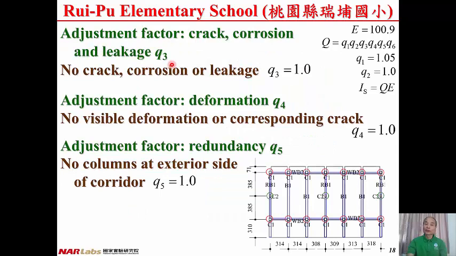Then we move to the third adjustment factor, Q3. By observing the building, there's no crack, no deformation, no corrosion, no water leakage. Therefore, Q3 equals 1.0.